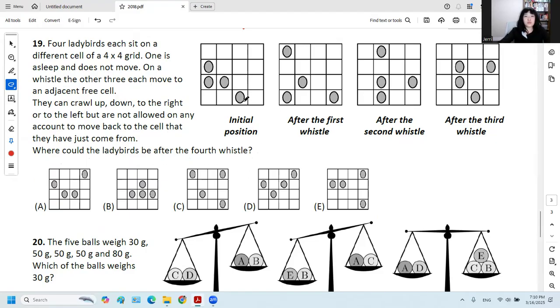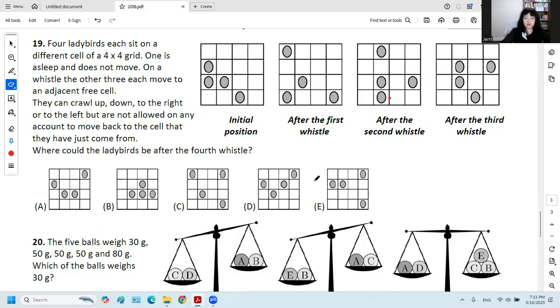So this is the first one. Right now the second whistle. This is the ladybird that did not move. This one moved down. This one moved right. This one moved up. Now after the second whistle, this one moved up. This one moved right. This one did not move. This one moved right. After the third whistle, this one moved right. This still did not move. This moved up. This one moved down.